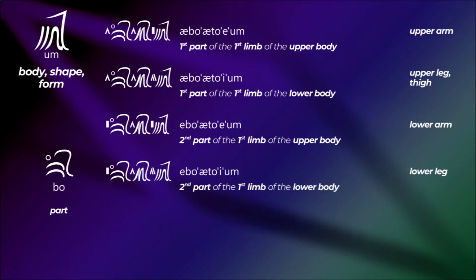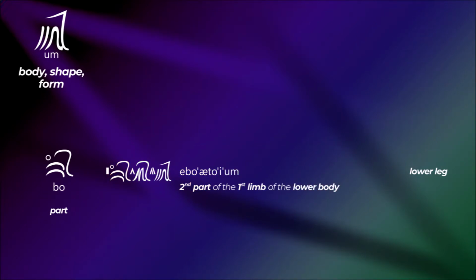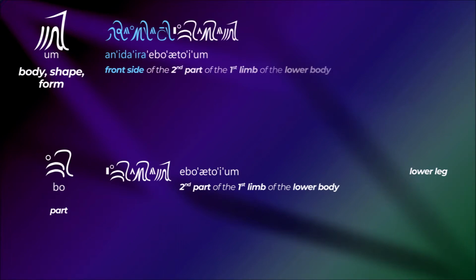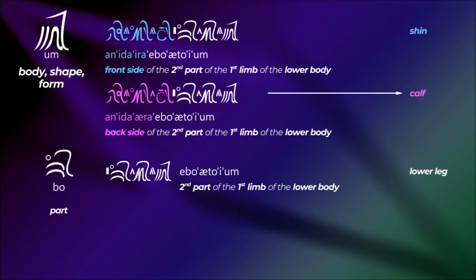Now let's take this last word and push the boundaries a bit. Just be creative. Use logic. Why not prefix the word an ida ira, which means the front side, to the lower leg? An ida ira ebo aito ium is the front side of the second part of the first limb of the lower body, and that's your shin bone. Consequently, the back of your lower leg is your calf.